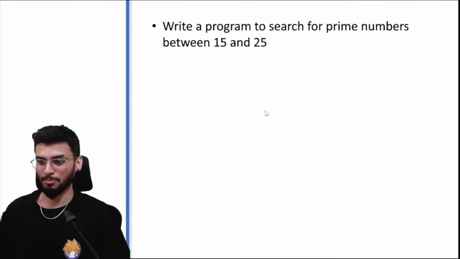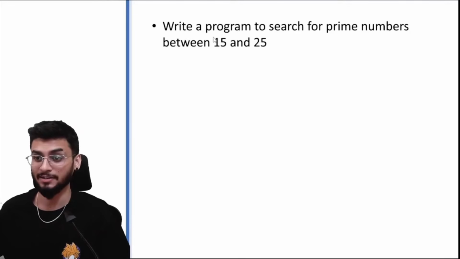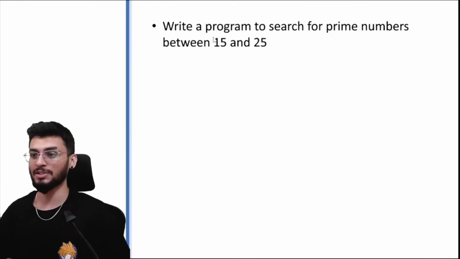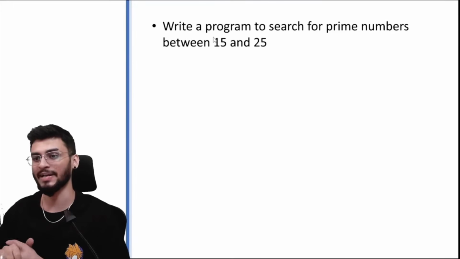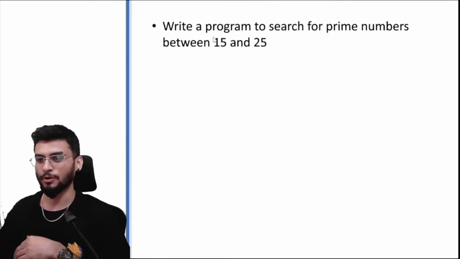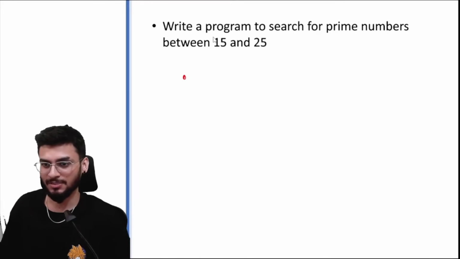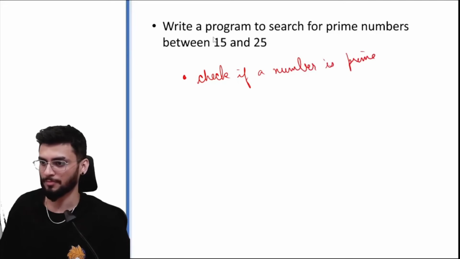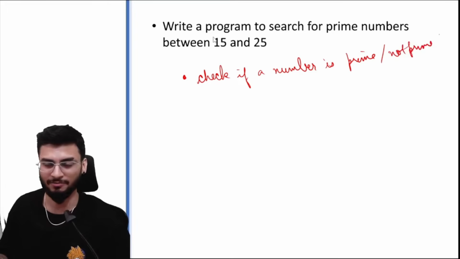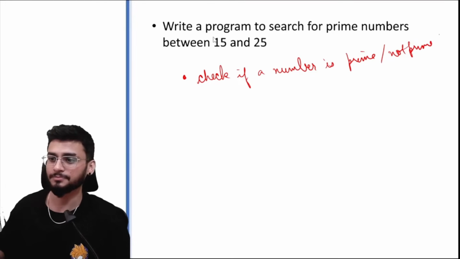Let's look at another problem which is also dealing with prime numbers, but in this case, we need to write a program which will search for prime numbers between 15 and 25. So what do we already have? The first thing is we can check if a number is prime or not prime. We already have this functionality with us. We just did it in the previous problem.